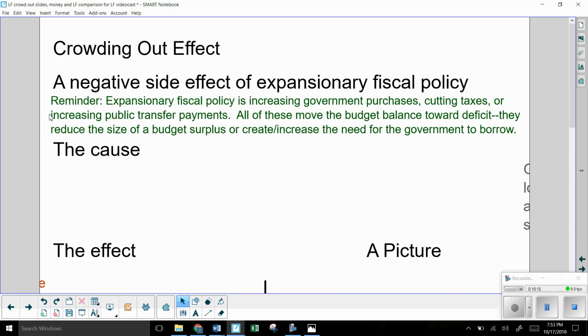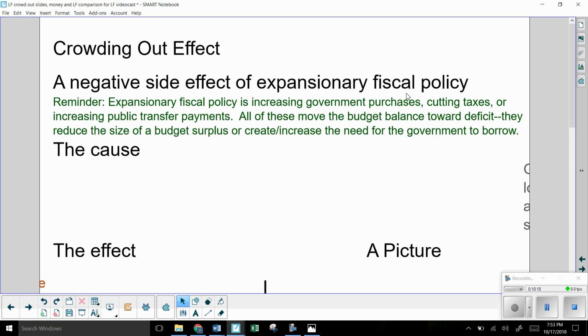It's a negative side effect of expansionary fiscal policy. Let's rewind a little and make sure we're clear on what expansionary fiscal policy is. Expansionary fiscal policy is increasing government purchases, cutting taxes, or increasing public transfer payments like Social Security payments. All of these would move the budget balance toward deficit. In other words, if we had a balanced budget, we would now have a deficit. If we had a surplus, we would have a smaller surplus, or no surplus at all. If we had a deficit, we'd then have a bigger deficit. So these cause the government to have to borrow more, no matter what.